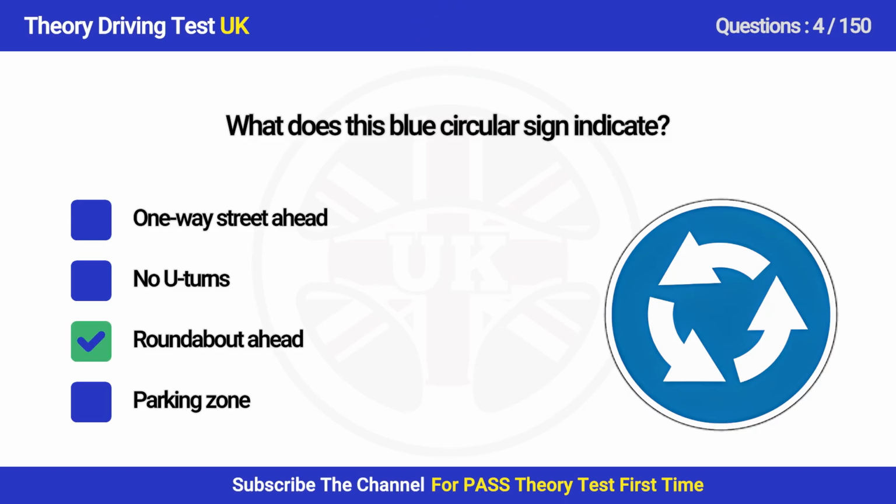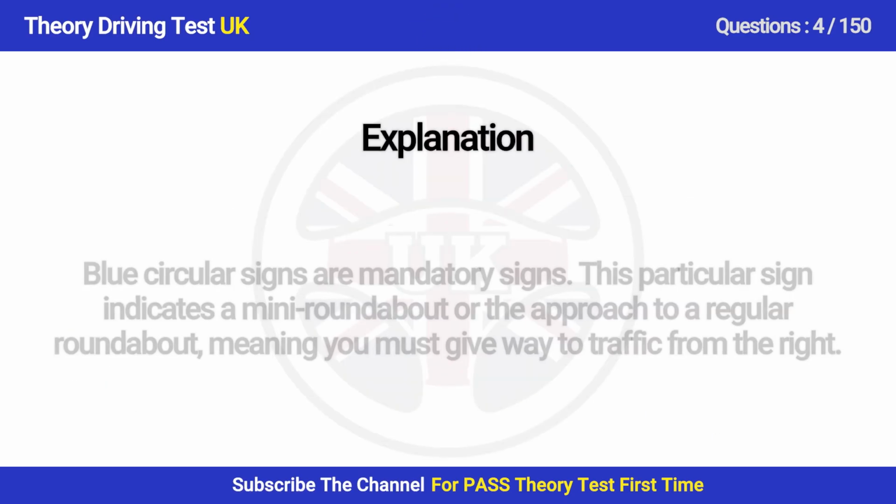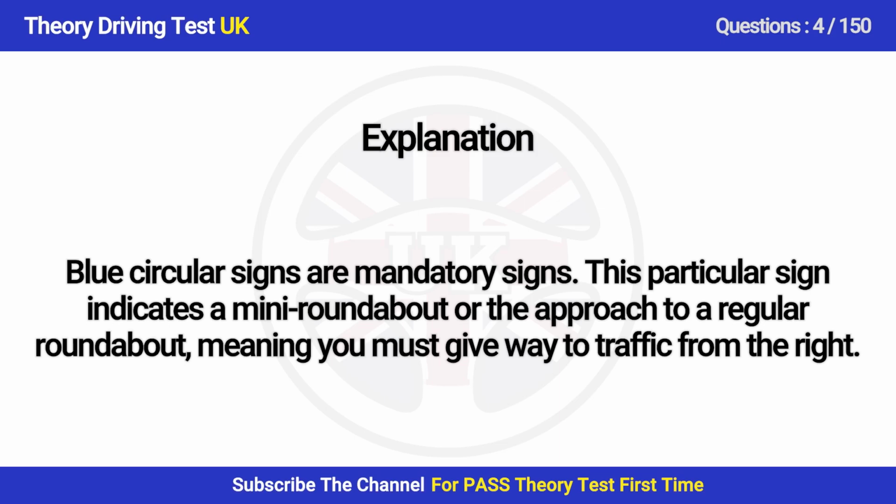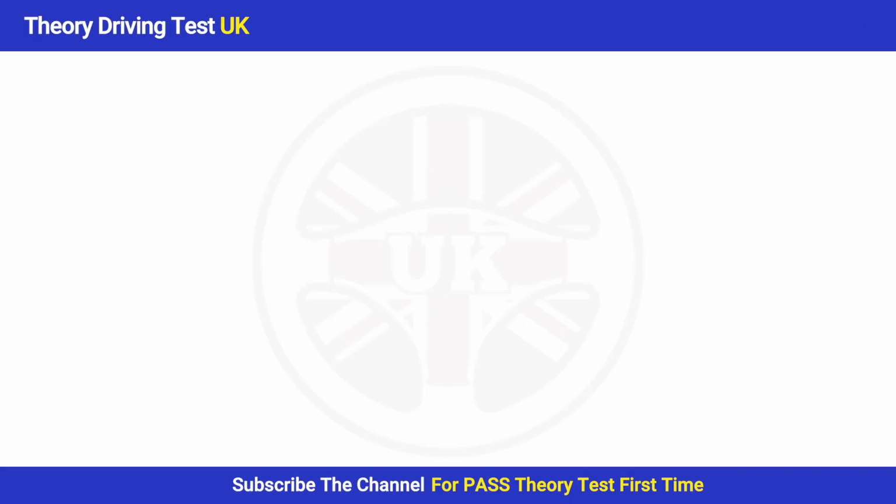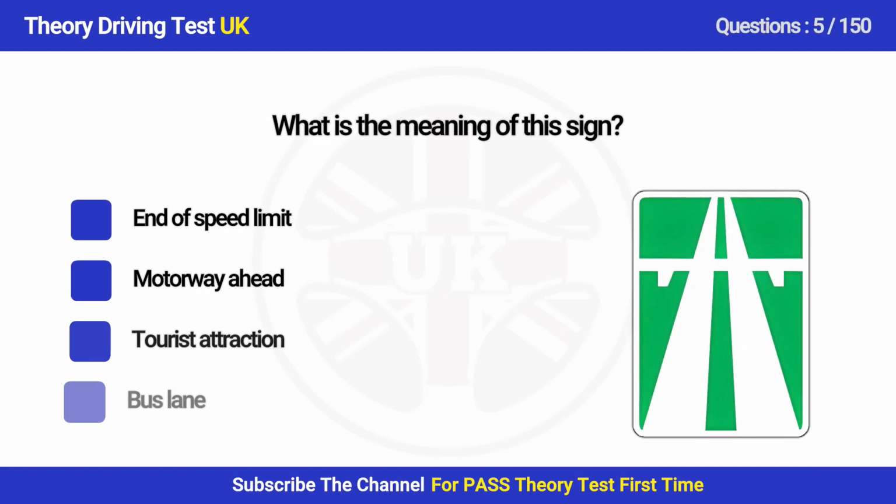Answer is C. Roundabout ahead. Blue circular signs are mandatory signs. This particular sign indicates the approach to a regular roundabout, meaning you must give way to traffic from the right. Question 5. What is the meaning of this sign? A. End of speed limit. B. Motorway ahead. C. Tourist attraction. D. Bus lane.